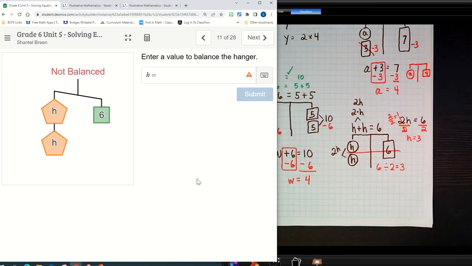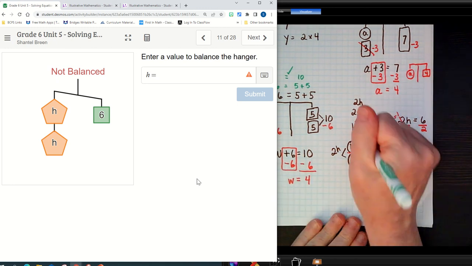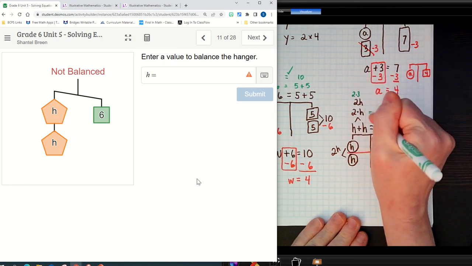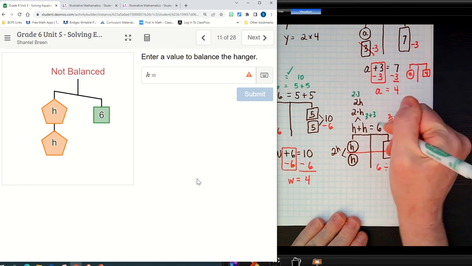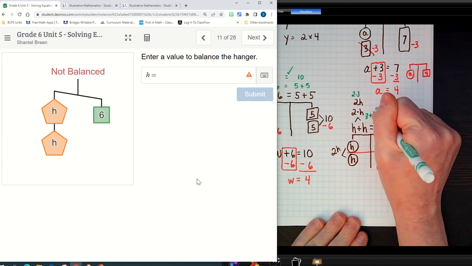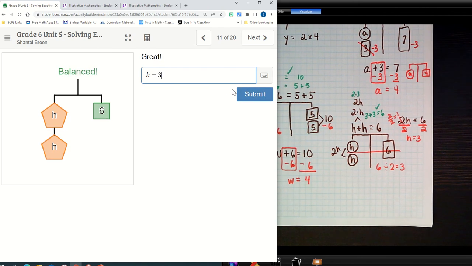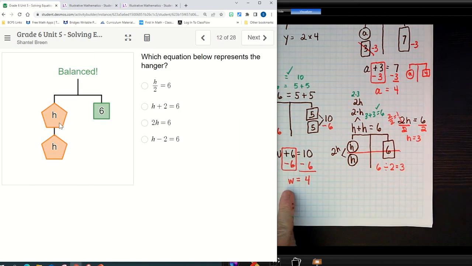Let's go in and plug it in and test it out. 3 plus 3, 2 times 3, or we could say 3 plus 3. Is that equal to 6? It sure is. So it balances out. And we can check it on Desmos. 3, it's balanced. And then the next question is telling us to look for the equation.